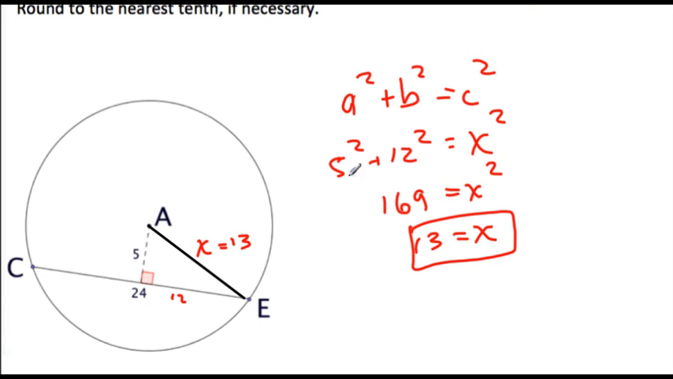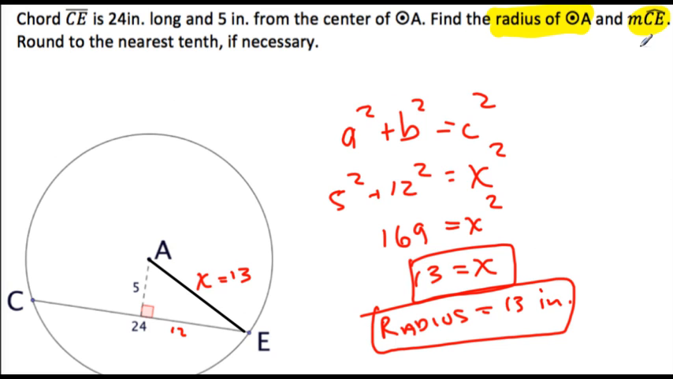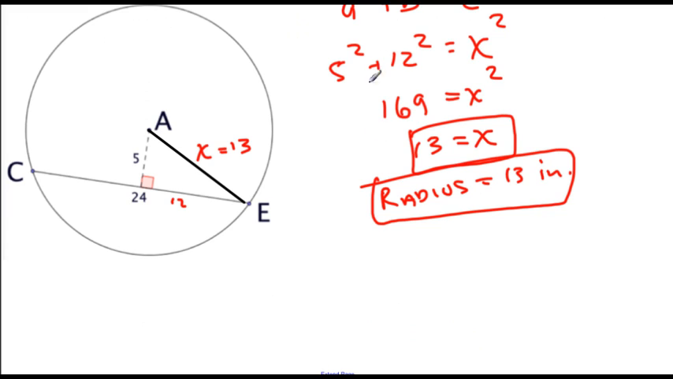All right, so the radius, I'm going to be very clear. The radius equals 13 inches. We know that. That answers our question, the first part of our question. Next one, the measure of arc CE. All right, so let's look at it. The measure of arc CE.